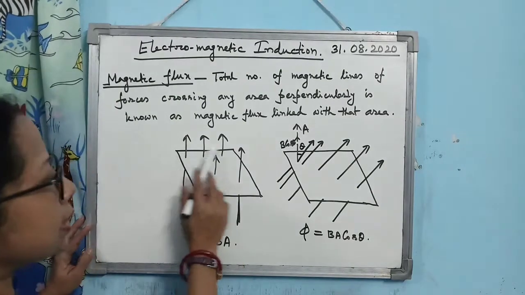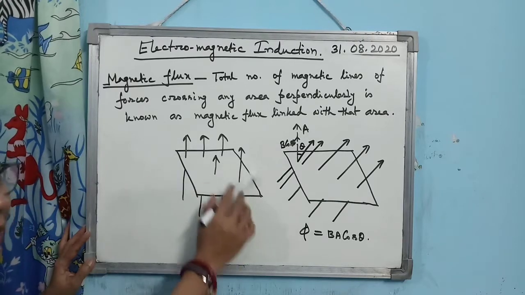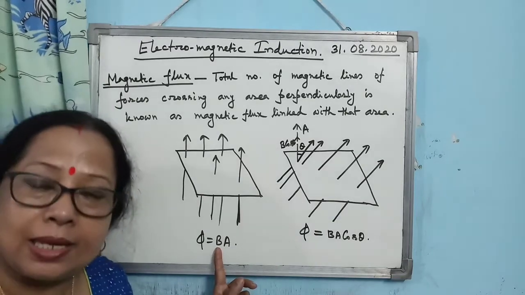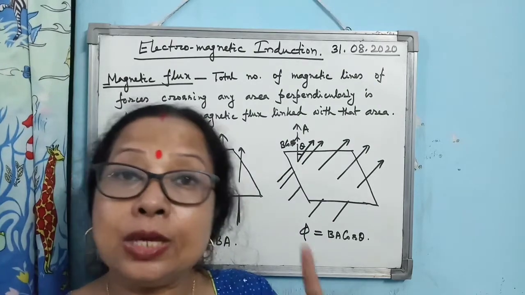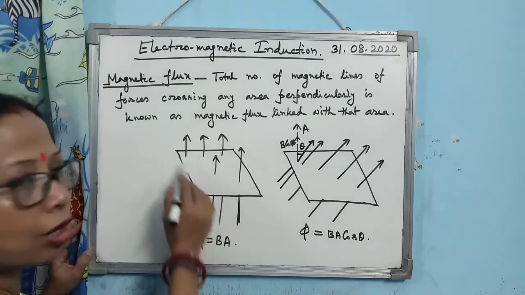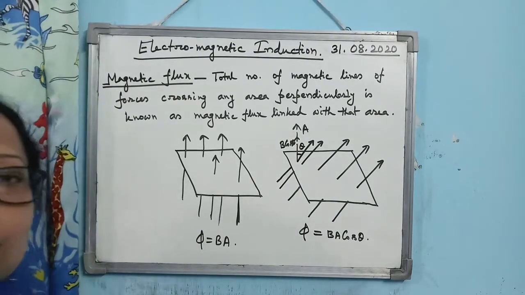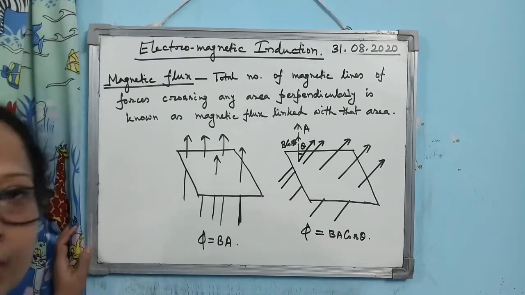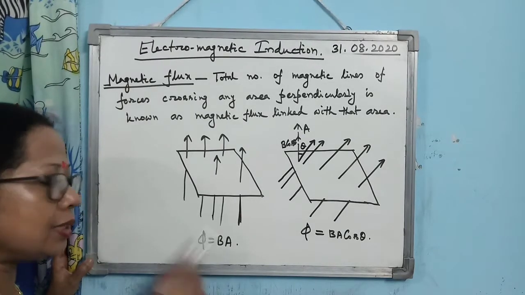So, if you consider this one, you see how the lines of forces are going perpendicular to the area taken. If the magnetic field intensity is B, it gives you the number of lines of force crossing unit area perpendicularly. If the entire area of the surface is A, then if you multiply B with A, that will give you the total number of lines of forces crossing the entire area perpendicularly. So, one can write magnetic flux is equal to B into A.